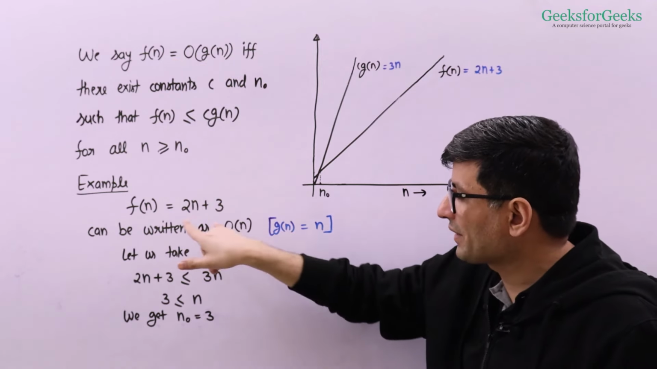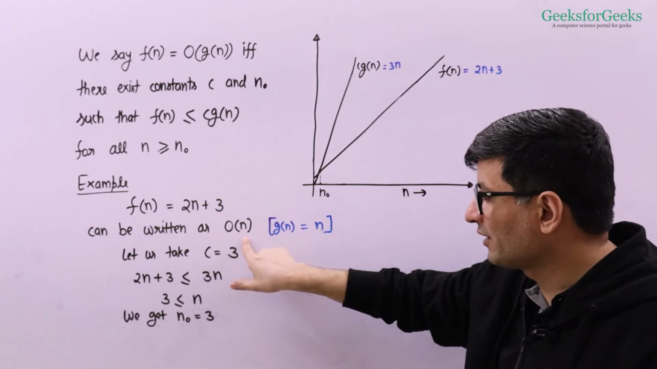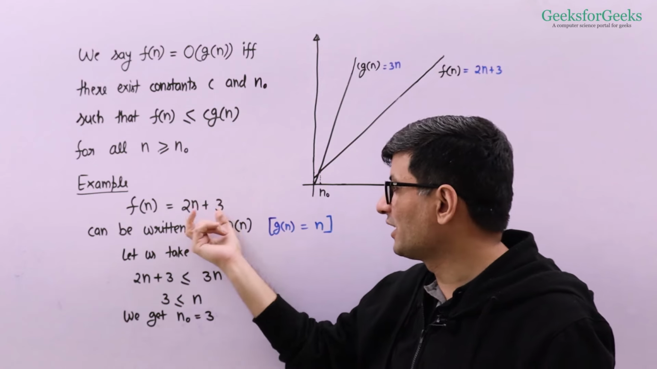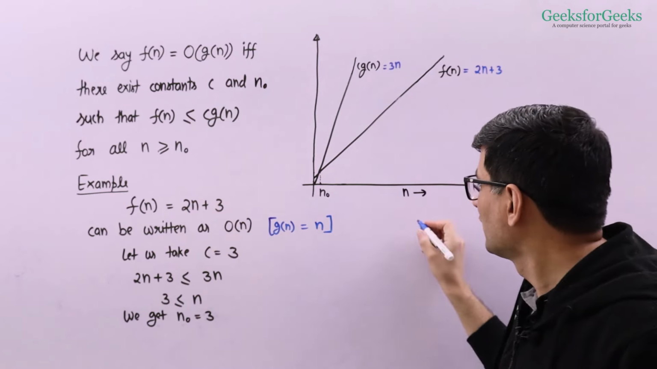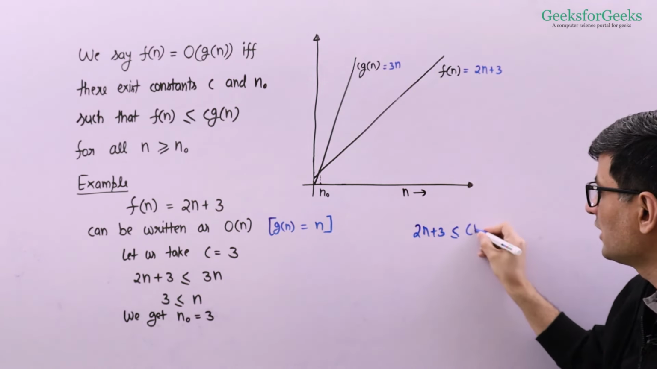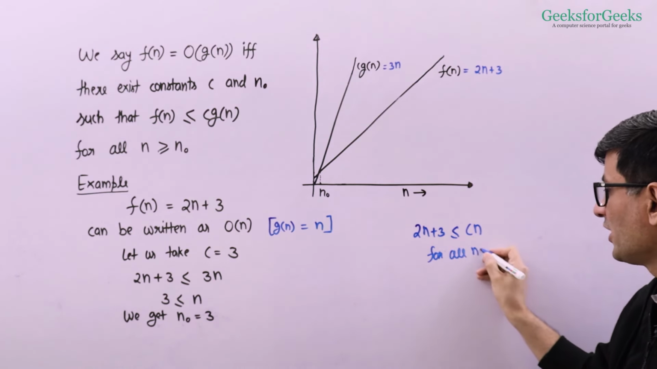So for example, if you have F(n) is 2n plus 3, you would say it's big O of n. So what is g(n) here? g(n) is n, right? You would say it's big O of n only when there exists a constant c such that 2n plus 3 is smaller than or equal to cn for all n greater than or equal to n naught.